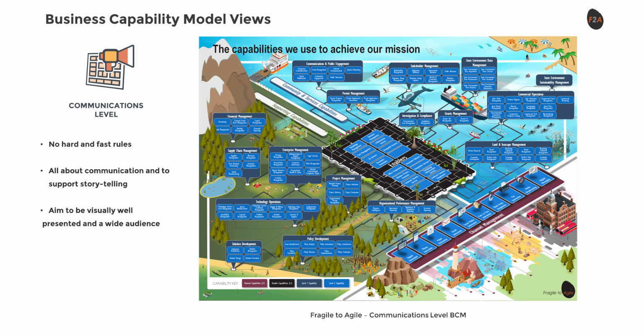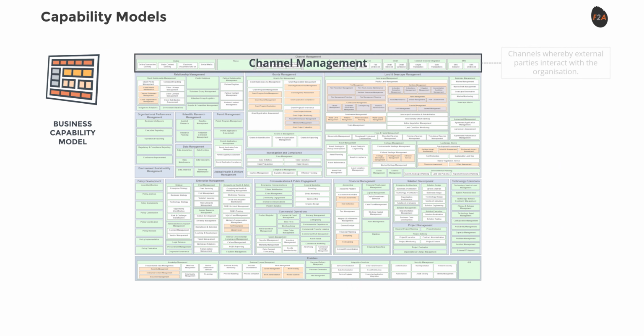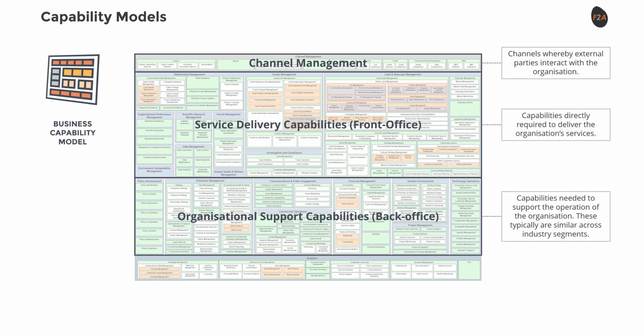One more point on the layout of the model. We at Fragile to Agile believe it should be laid out as shown here, with channels at the top, front office capabilities next. These are the capabilities that directly deliver your products and services, the things that might make you a bank, for example, and not an electricity provider. Then the back office capabilities that you'd likely find in most organizations, like HR and finance.